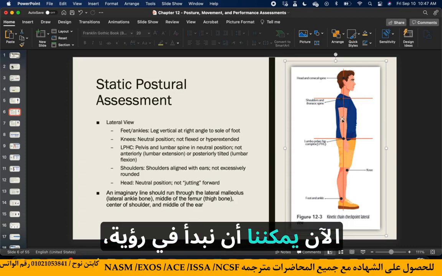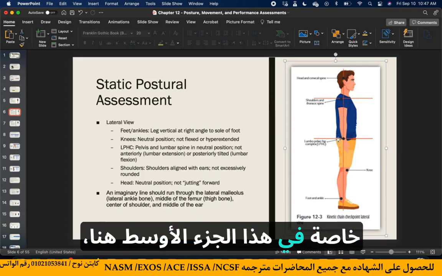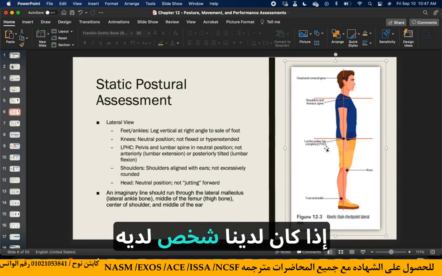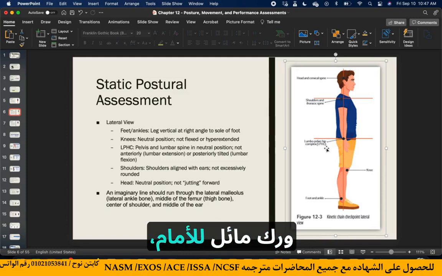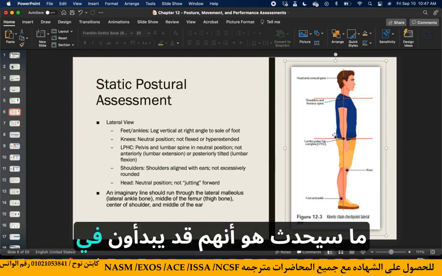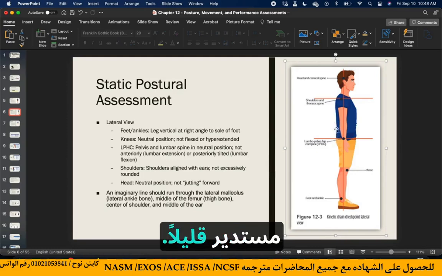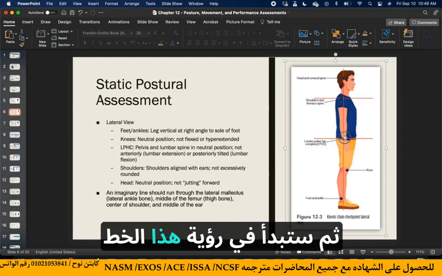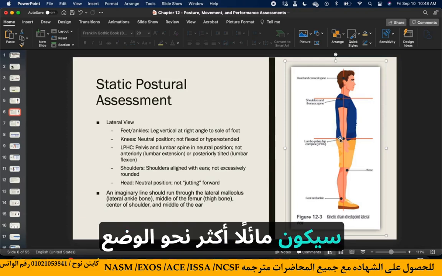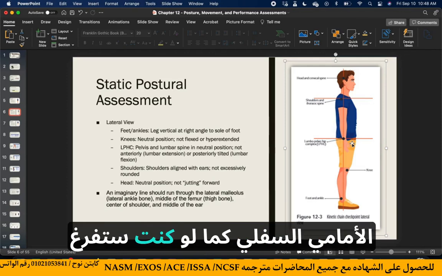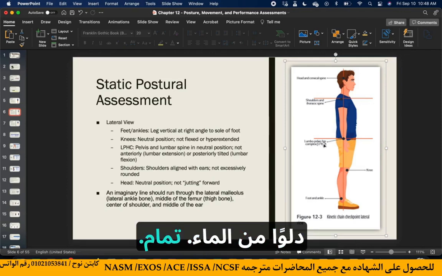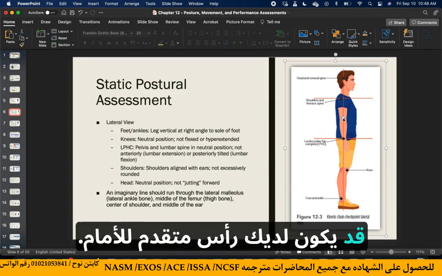All right. Now we can start seeing, especially in this midsection here, the LPHC. If we have somebody who has an anteriorly tilted hip, what will happen is they might start having a little bit more of that rounded lower back, and then you'll start to see this midsection line right in the middle here angled more toward the anterior, downward, like you're going to dump out a pail of water.